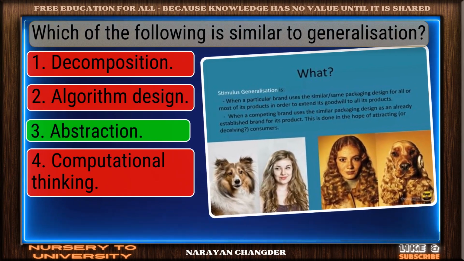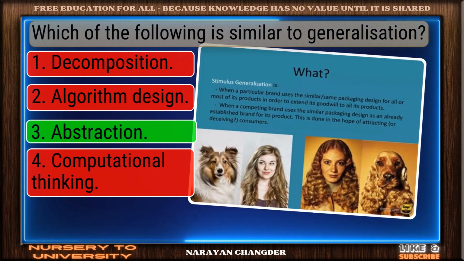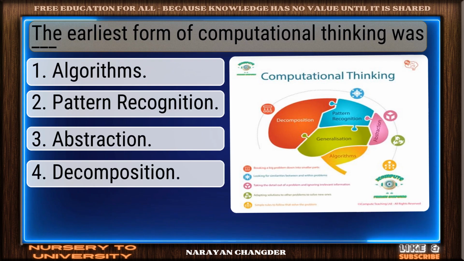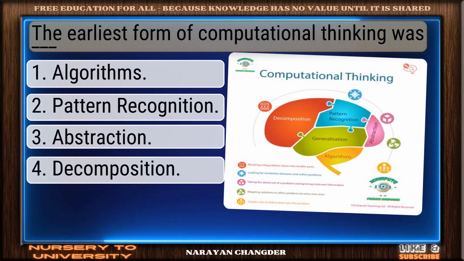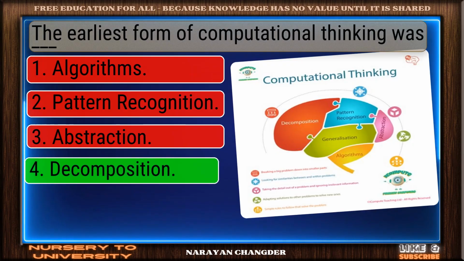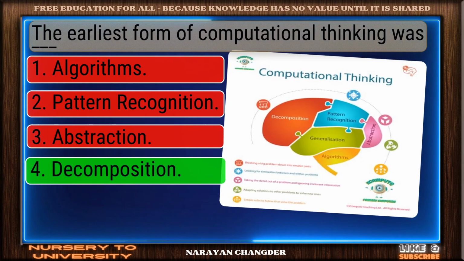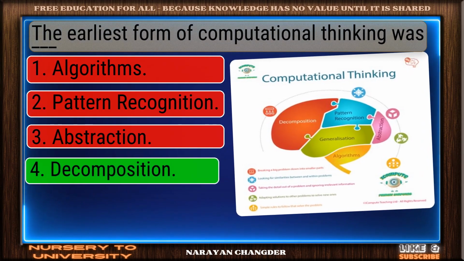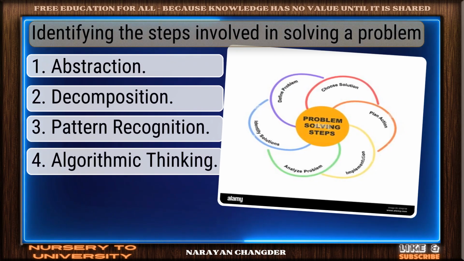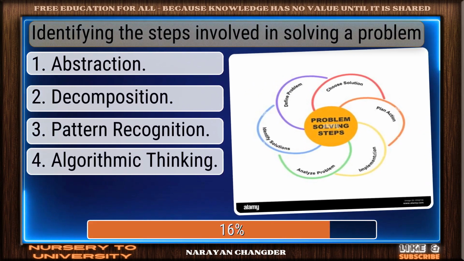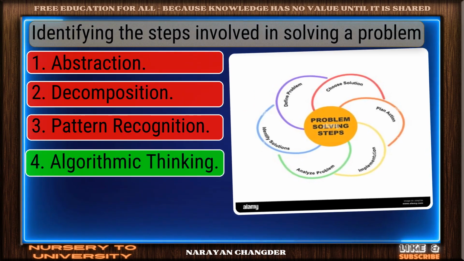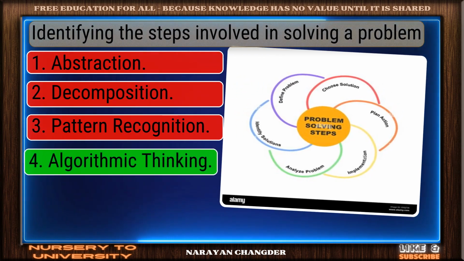Well picked. Abstraction is the correct answer. Question number 44. The earliest form of computational thinking was dash. Exactly. Decomposition makes sense and it is the right choice. Question number 45. Identifying the steps involved in solving a problem. Good thinking. Algorithmic thinking is the right answer.